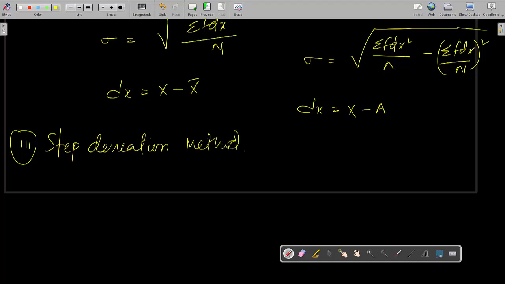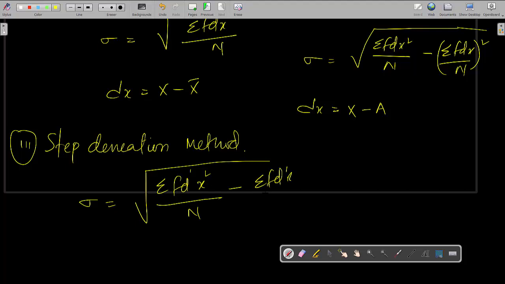In the step deviation method, standard deviation is equal to square root of sigma f d dash x square by n minus (sigma f d dash x by n) whole square, into I. So this is our step deviation method. Lastly, we have continuous series.